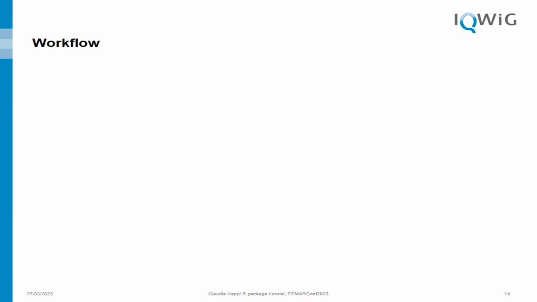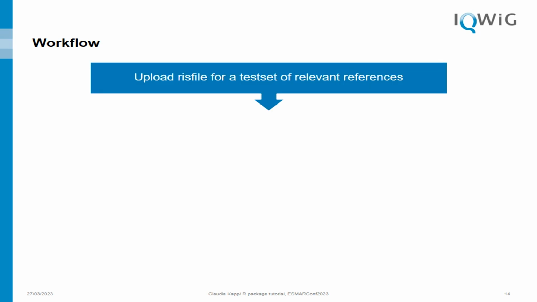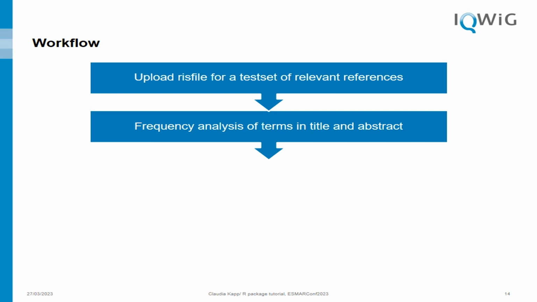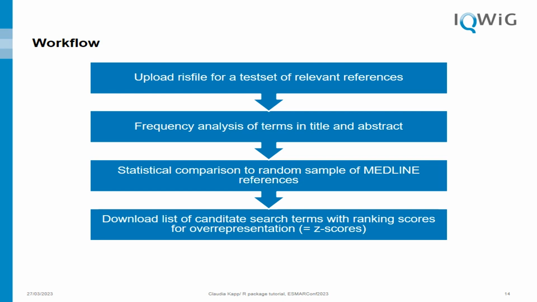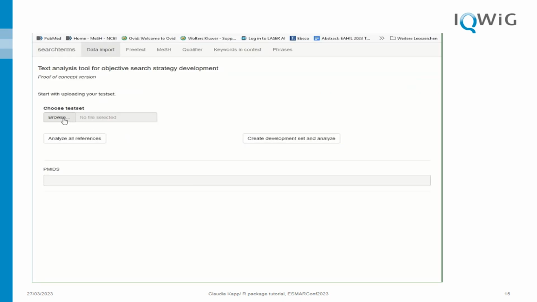First of all, one imports a RIS file with a set of references, the gold standard. Next up, the package automatically conducts a frequency analysis of the terms in title and abstract and compares them to a random sample of references from the Medline database. In the end, you can download a CSV to continue working with the results outside the app. The Shiny app has multiple tabs.